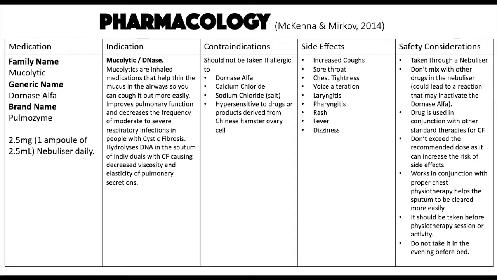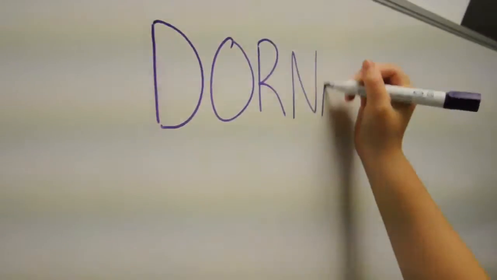The first medication is a mucolytic. Its generic name is Donase alpha and its brand name is Pulmozyme. It is to be taken 2.5 milligrams or 1 ampule of 2.5 mils by the nebulizer daily. Mucolytics are inhaled medications that help thin the mucus in the airway so you can cough it out more easily. Improves pulmonary function and decreases the frequency of moderate to severe respiratory infections in people with cystic fibrosis.